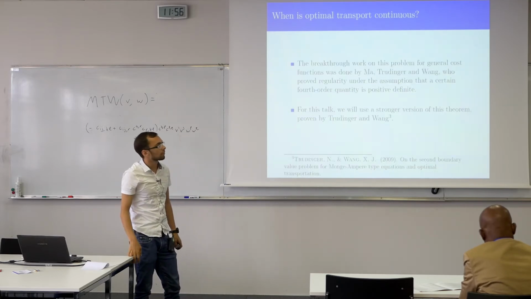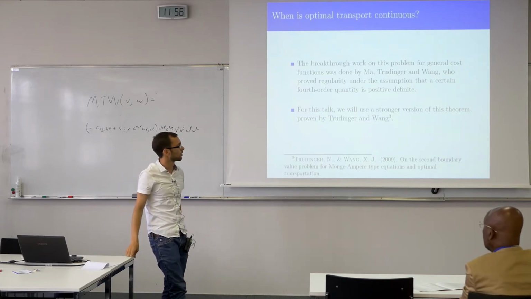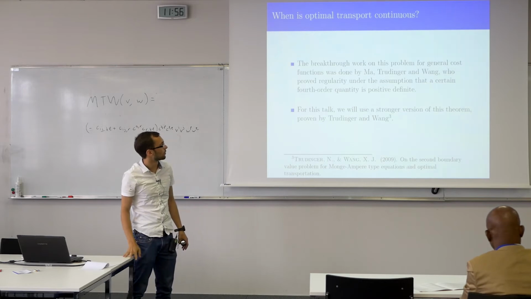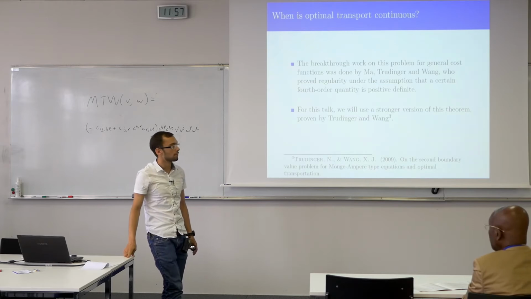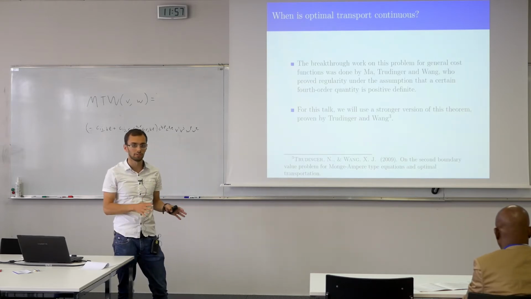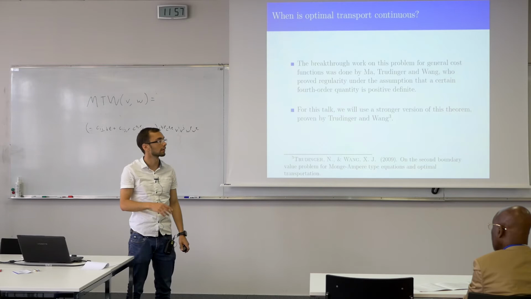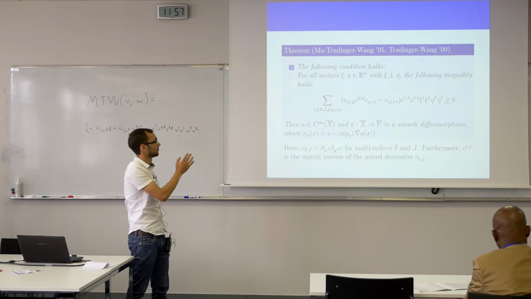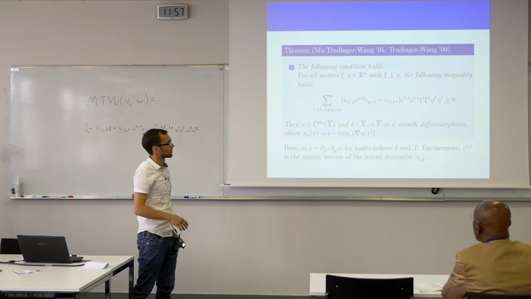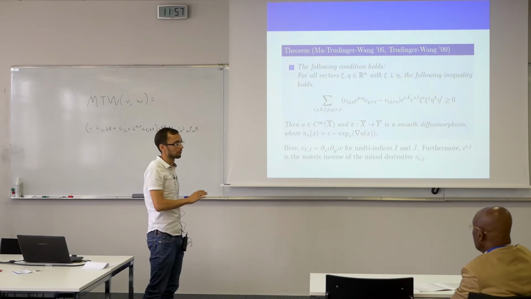Okay, so for more general cost functions, the breakthrough work was done by Ma, Trudinger, and Wang, who proved regularity under the assumption that a certain fourth order quantity is positive definite. In this talk, I'm going to use a stronger version of their theorem, which only needs non-negative definite, which was proven later by Trudinger and Wang. So here's the start of the theorem. Then it goes to the next page. And then we get our conclusion. So I'll come back to this at the end, hopefully, but we're going to focus on this.